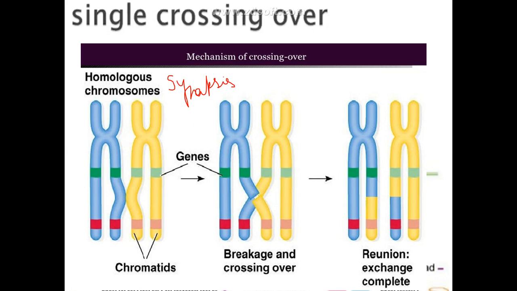So now, the next thing that happens: once they are paired, they undergo what is called crossing over, okay. See here, they have crossed over. Where exactly this occurs, see this is your centromere, don't confuse it with the centromere. The point where they have crossed over is called the chiasma, okay. Chiasma. This is called a chiasma.